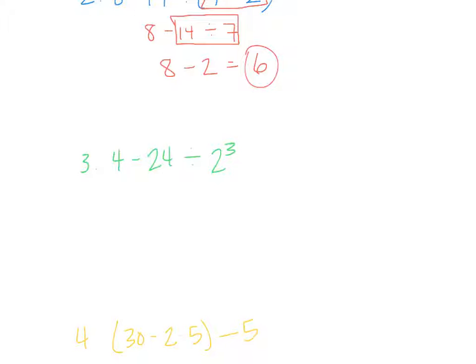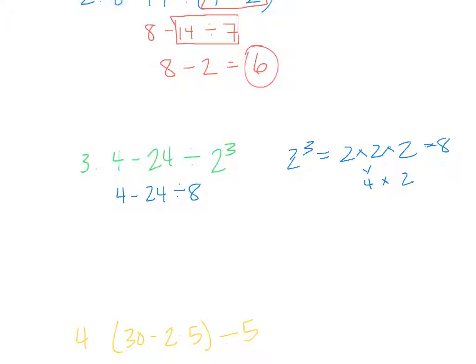Number 3 says 4 minus 24 divided by 2 cubed. 2 cubed means 2 times 2 times 2. Okay? 2 times 2 times 2 equals 8. This is 4, and 4 times 2 is 8. So we have 4 minus 24 divided by 8.